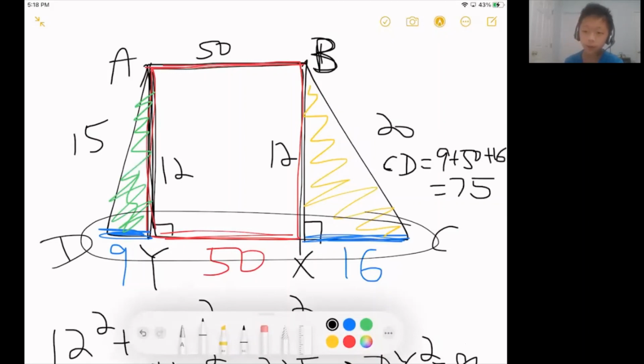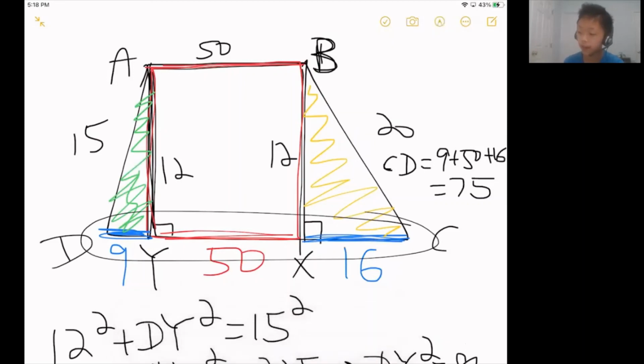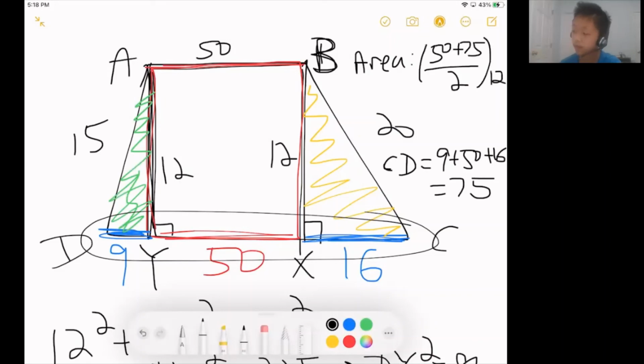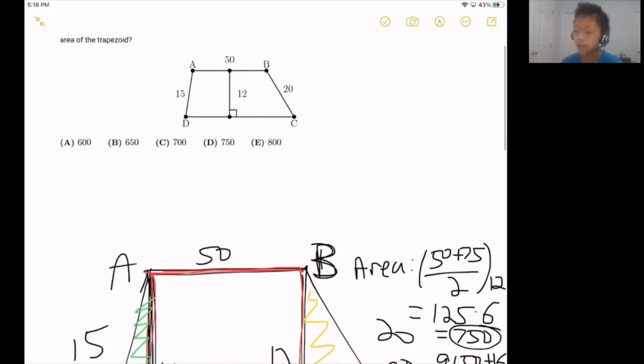And now we have the other base of the trapezoid. So to find the area, we just take the average of the bases times the height. The area is going to be equal to, remember, you take the bases, add them together, divide by 2, and multiply by the height, so times 12. So 50 plus 75 is 125, divided by 2 times 12, that's basically times 6. So 125 times 6 would give you 750. And that would be choice D.